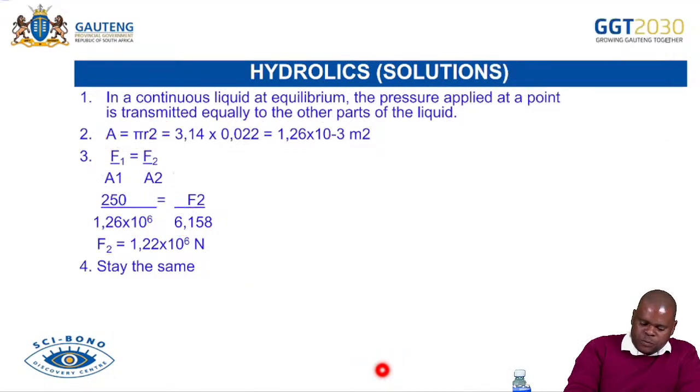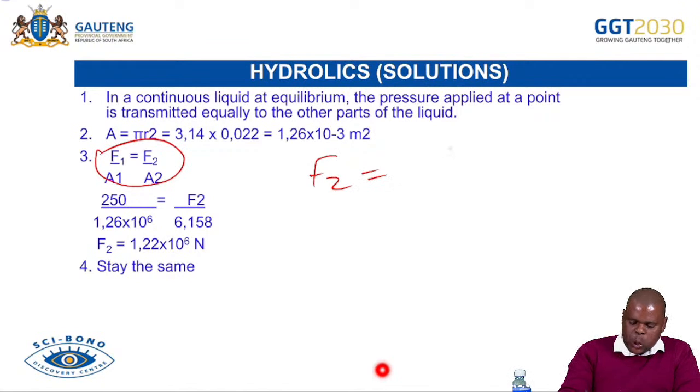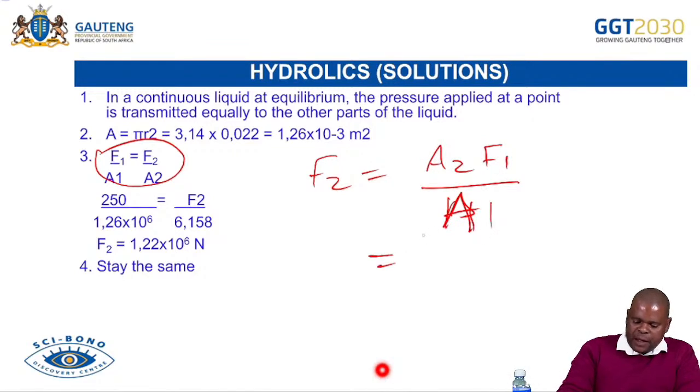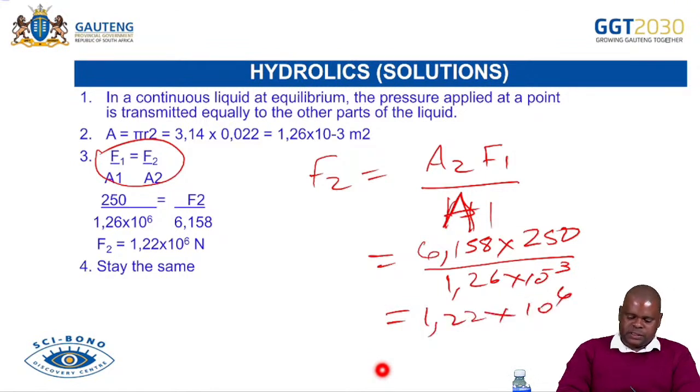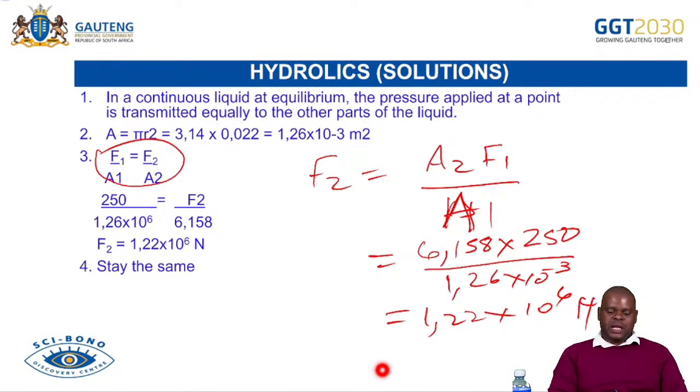From this formula here, we can say F2 is equal to A2 times F1 divided by A1. Then we have A2, which is 6,158, multiplied by 250, divided by A1, which is 1.26 times 10 to the exponent -3, which is going to give us 1.22 times 10 to the exponent 6 newtons. Are we together, grade 12?